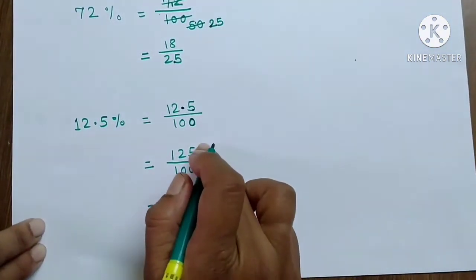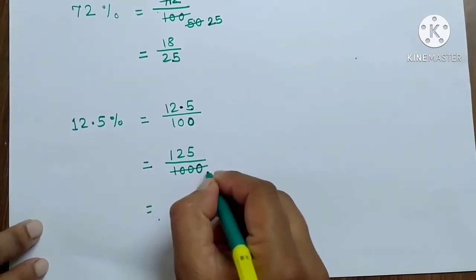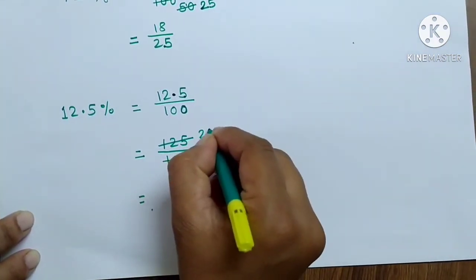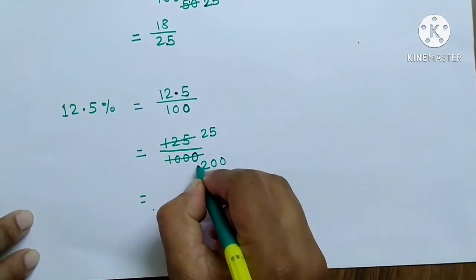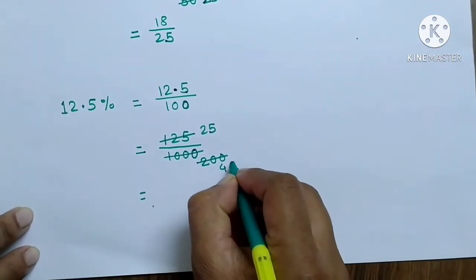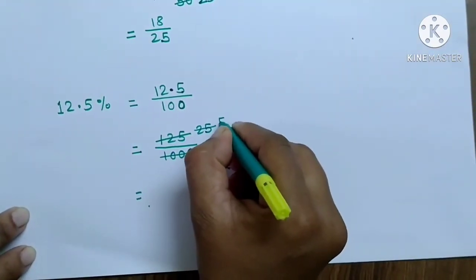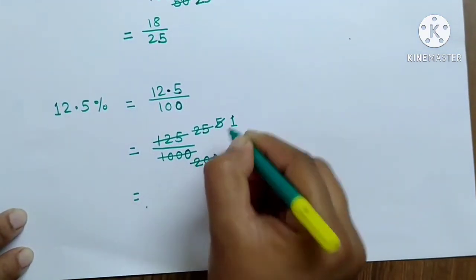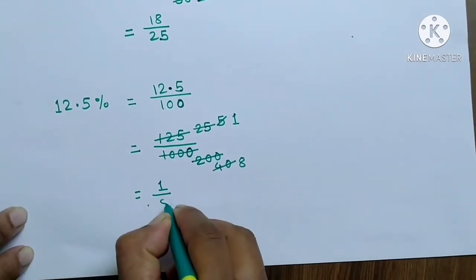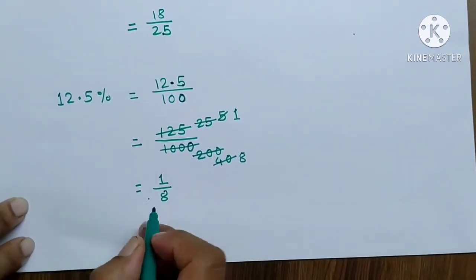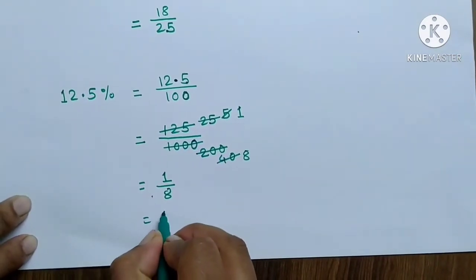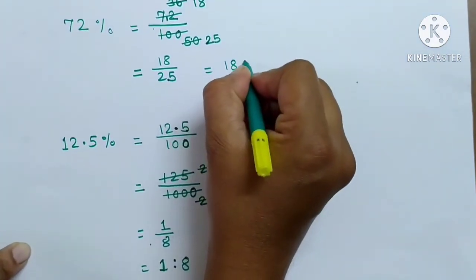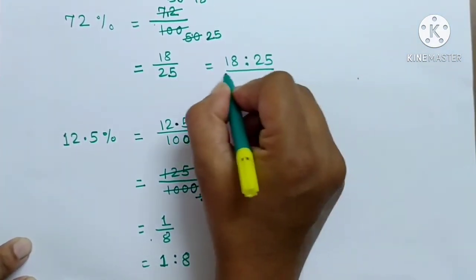Now I am going to reduce those two numbers by 5. 5 2s are 10, 0 0. 5 25s are 125. Now 4 0. Now 5 5s are 25. 5 8s are 40. 5 1s are 5. So 1 upon 8 is the answer. We have to write this answer in ratio form. So 1:8. And this is also right. 18:25 is the answer.